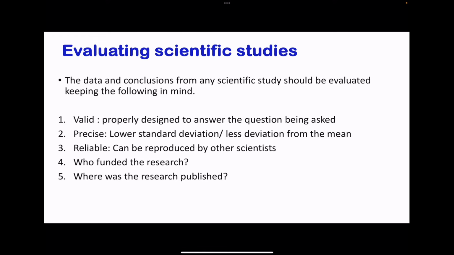Also, we have to find out who funded the research. This is to ensure that there is no bias. Also, where the results were published. If results are published in a journal where the peer reviewers are friends to the person who carried out the research, substandard results could be published due to the friendship between the two parties.